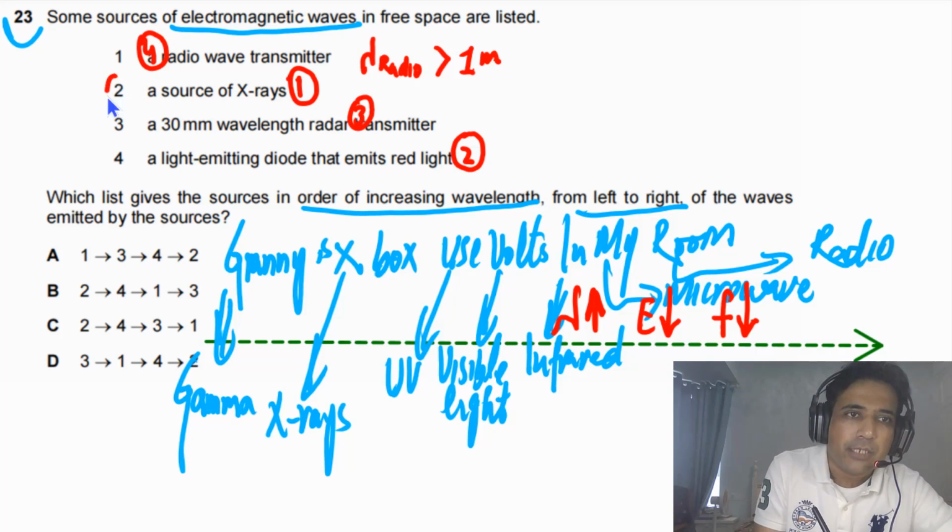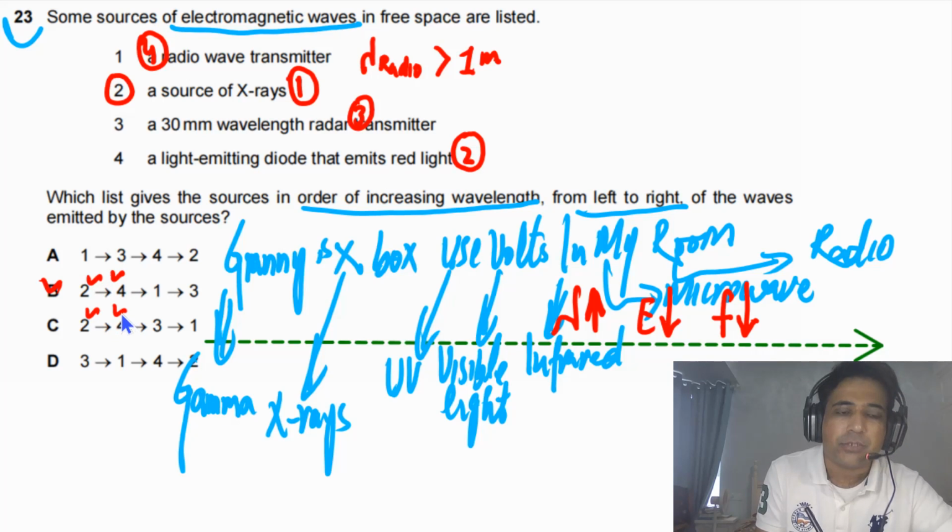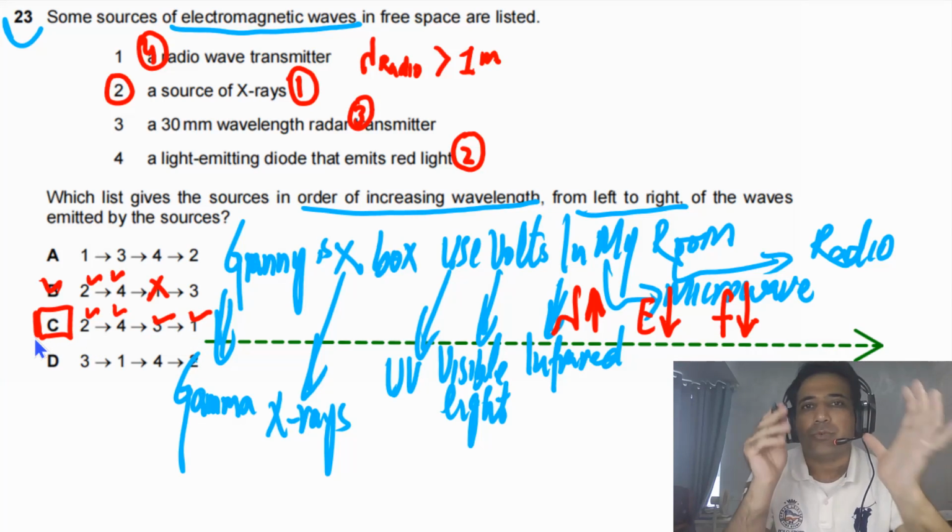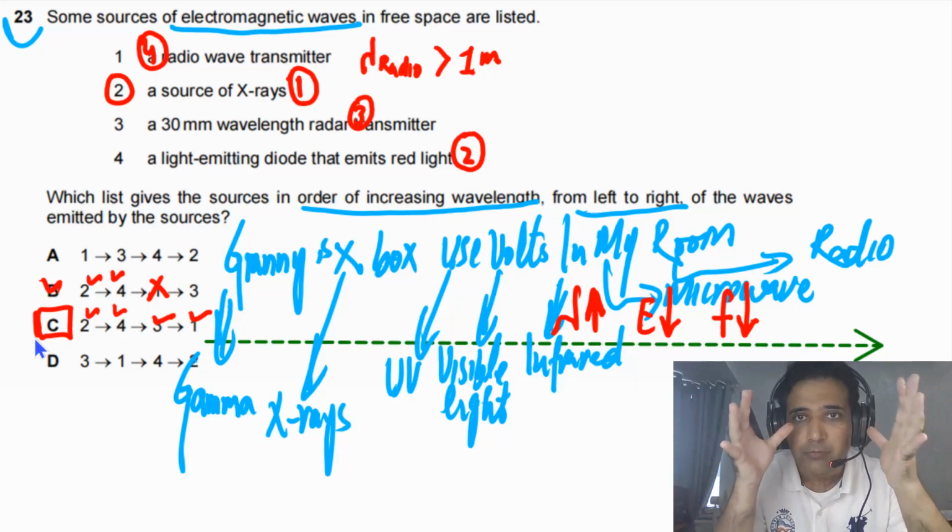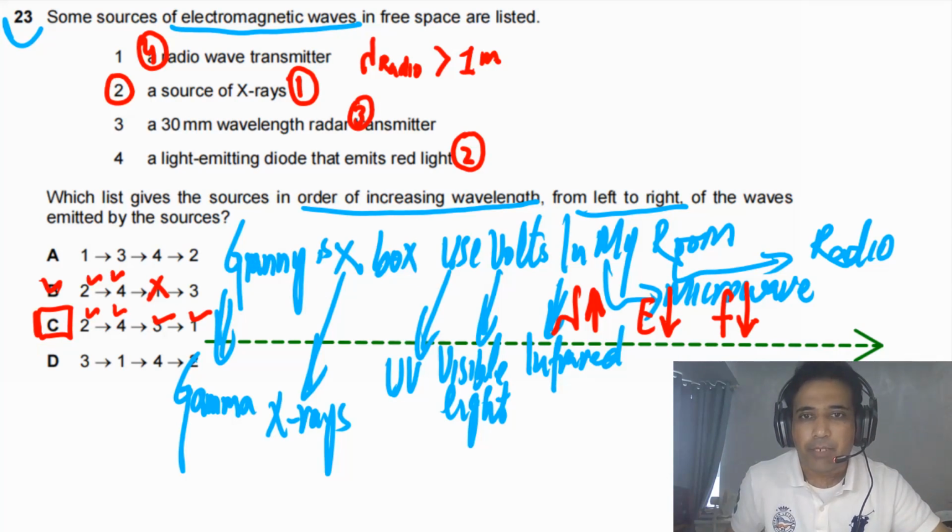So the first one is number 2, so it has to be 2. So the answer can be B or C. And the second one has to be 4. So this is right, this is right, this is right, this is right. And the third one has to be number 3, means this one, but this is telling you 1, so this is wrong, this one is right, so this is also right. So the answer for this question is C. Simply you need to understand order of electromagnetic waves in EM spectrum.